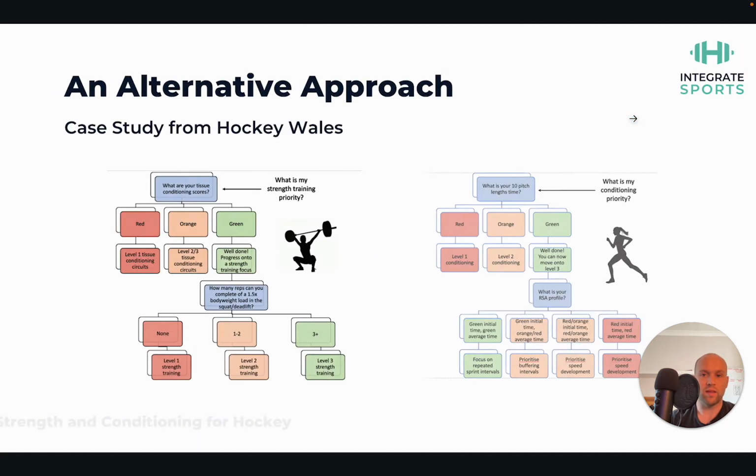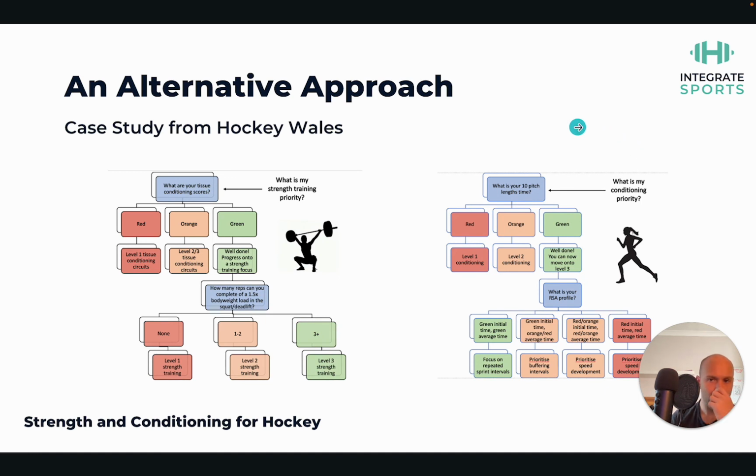Here's a way I put this together when I was working at Hockey Wales. So this is, on the left-hand side, a strength training decision tree. On the right-hand side, a conditioning decision tree. So with the strength training decision tree, it started off with tissue conditioning scores, and you'll notice this follows the hierarchy of need that I mentioned. So you've either got red, orange, or green, and we had traffic light systems for this. You can decide what those look like, but as an example, a calf raise traffic light would be green would be 30, orange 25, red 20.